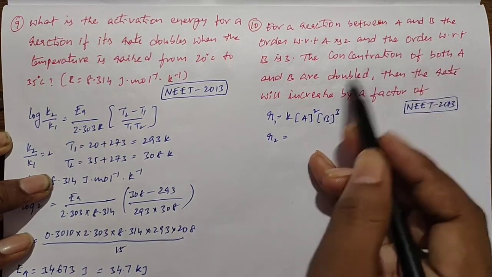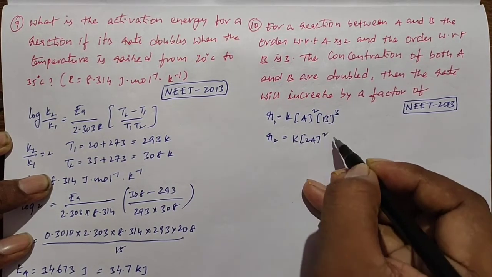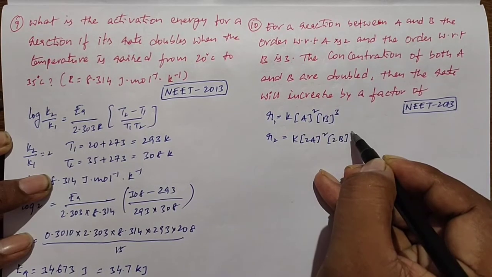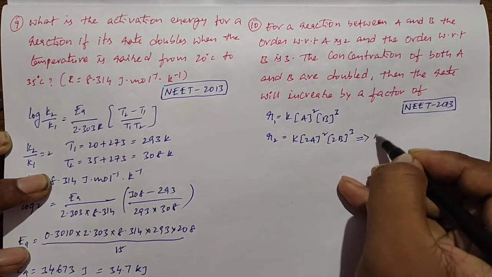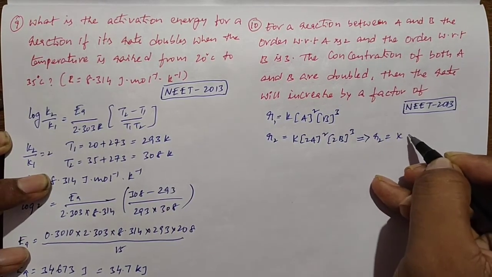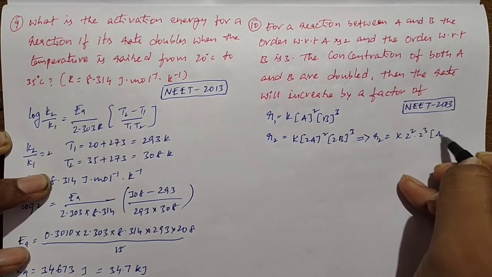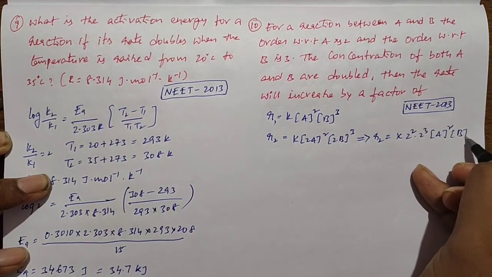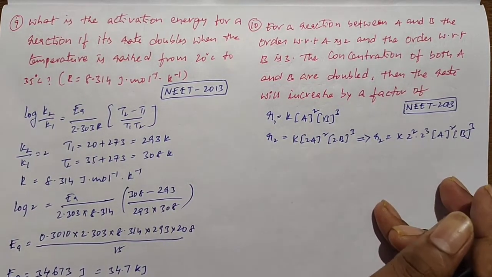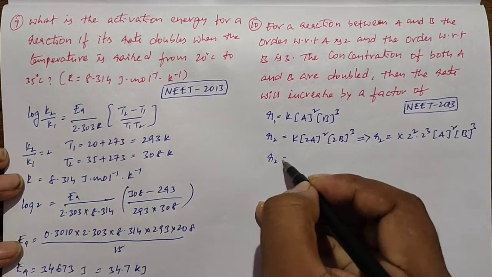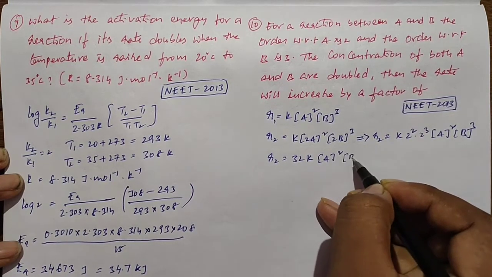What is said, the concentration of A and B both are doubled. So in place of A we need to take 2A, in place of B we need to take 2B. When you split that, we get 2 square and 2 cube outside. Then R2 is equal to K into 2 square into 2 cube into concentration of A square into concentration of B power 3. So totally 2 power 5, which is 32. So R2 is equal to 32K into concentration of A square into concentration of B cube.